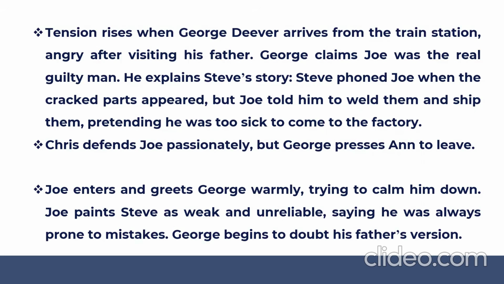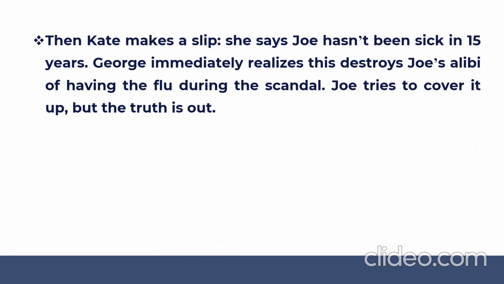George begins to doubt his father's version. Joe is trying to brainwash George, saying that he doesn't know his father, who used to make so many mistakes. Now George starts to suspect what his father told him in prison. Try to understand, it's quite a complicated story.